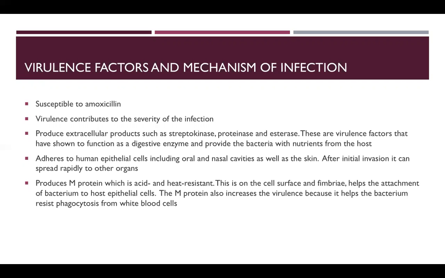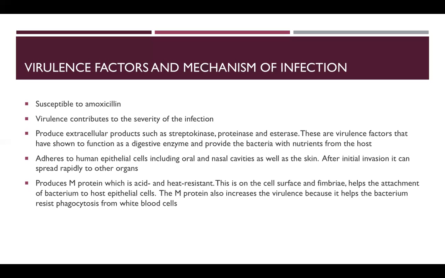It produces this M protein, which is resistant to acid and resistant to heat. This is on the cell surface and the fimbriae. It helps attach the bacteria to the epithelial cells in the host. And then it also helps with resisting phagocytosis by white blood cells. So this again leads to the virulence, and makes it harder for the body's immune system to fight it off.